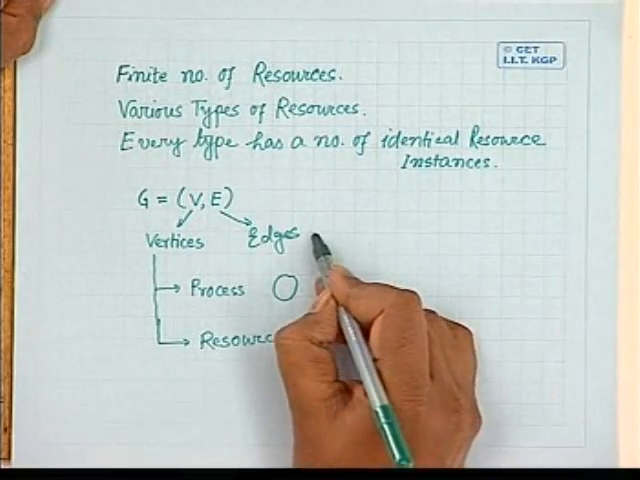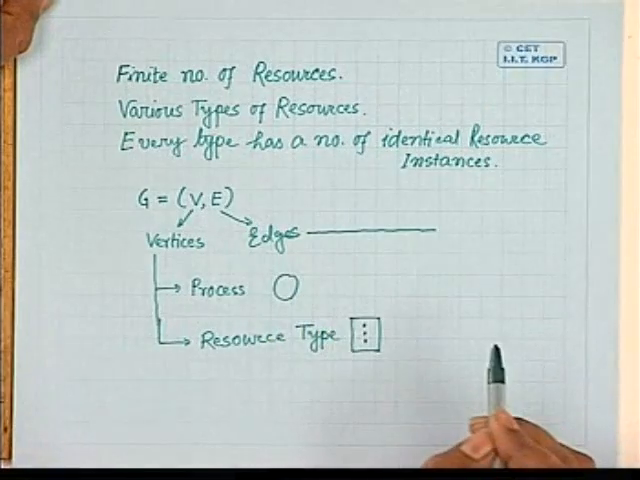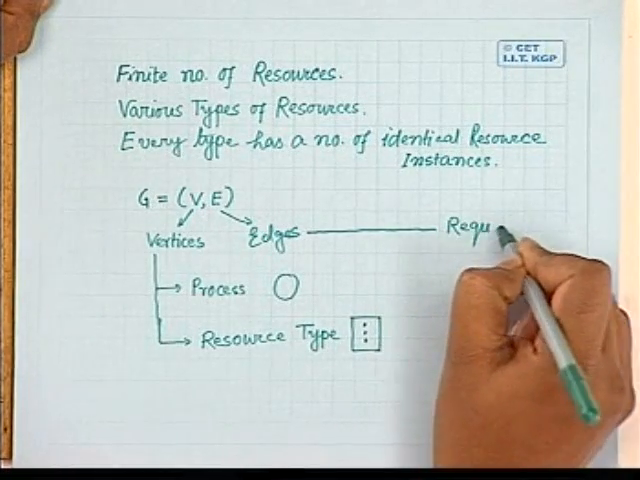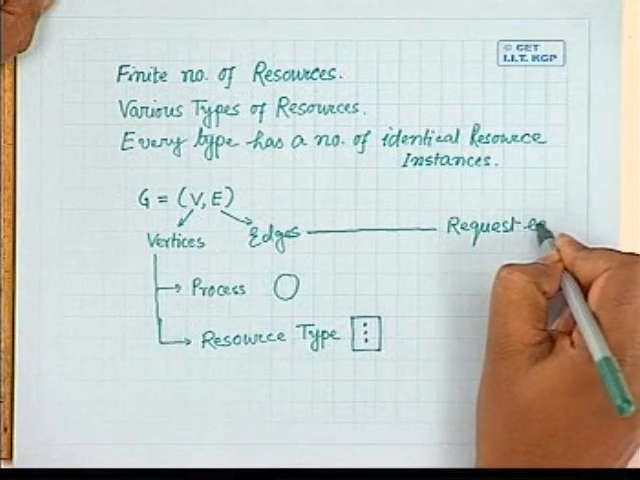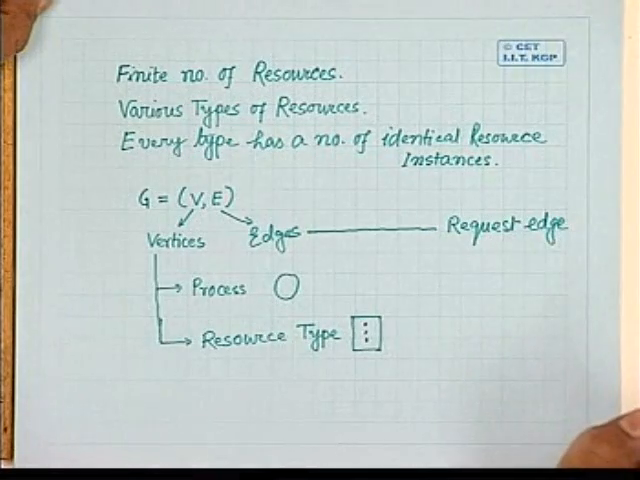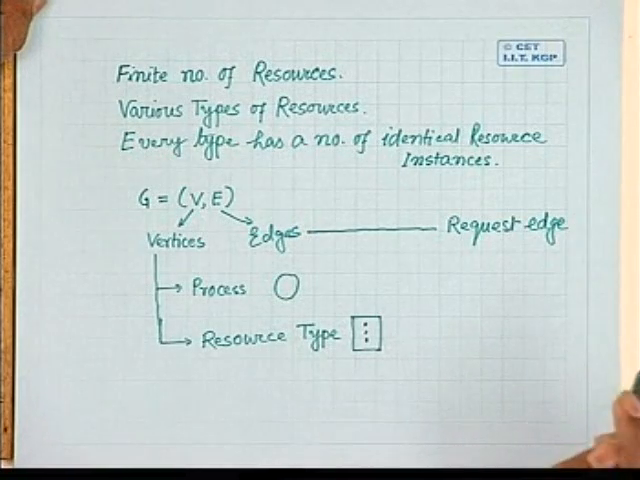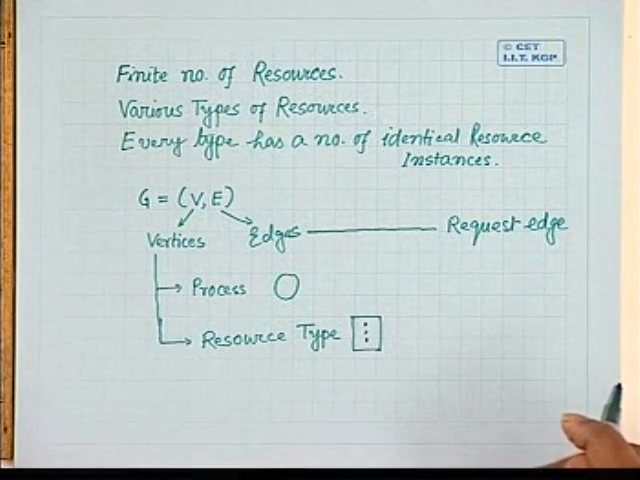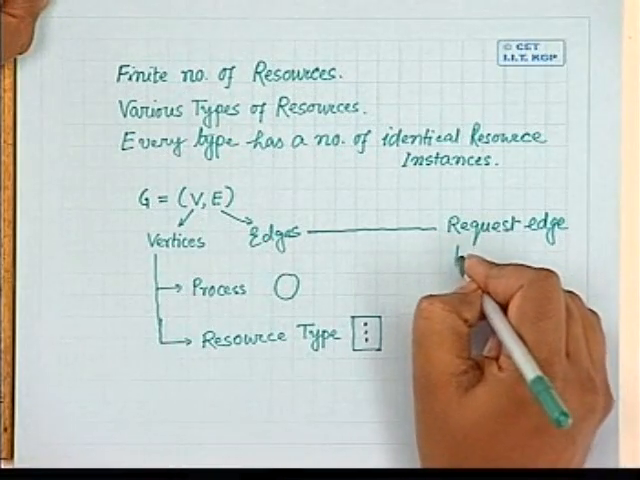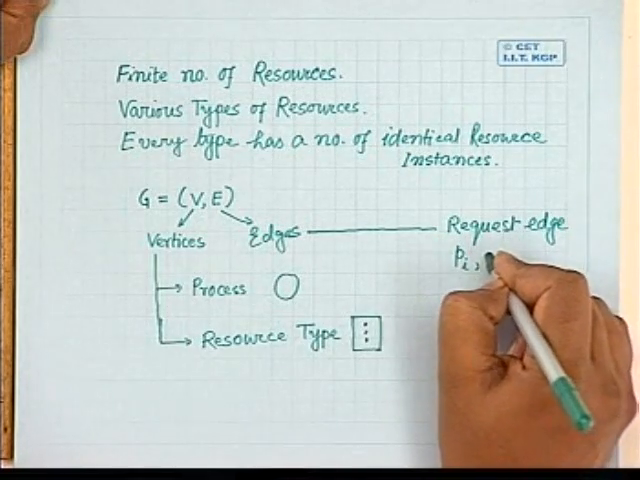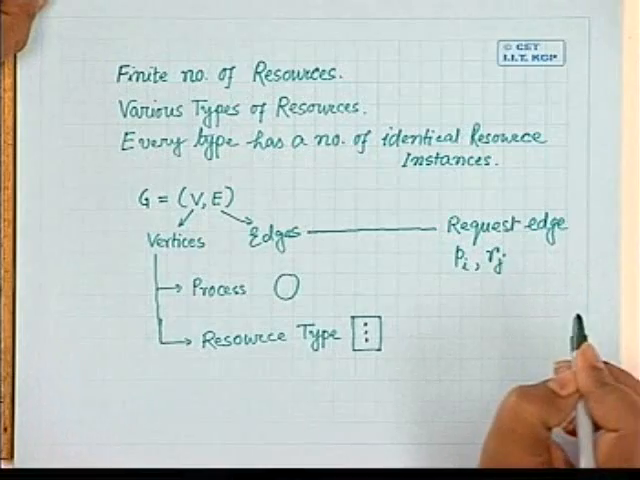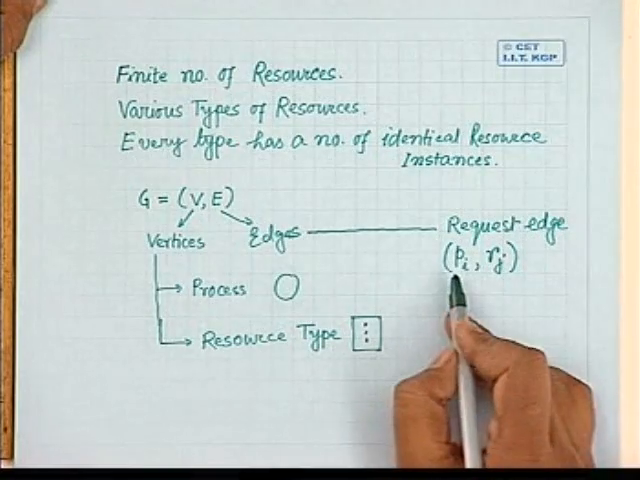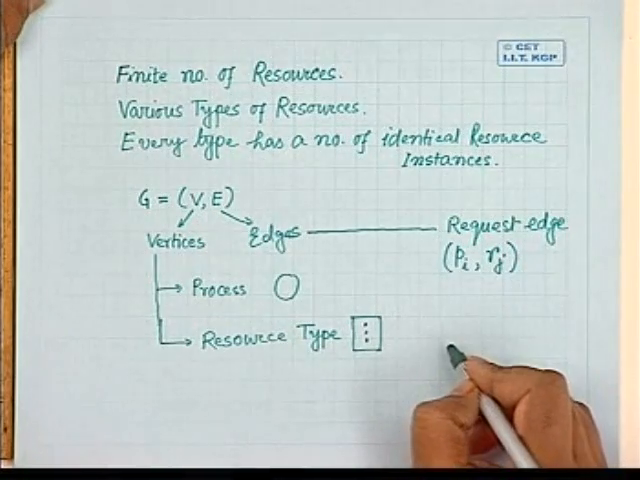Okay. Similarly, for edges, we will have 2 kinds of edges. One we will call a request edge. Whenever a process requests a resource, we will make a request edge. And a request edge is of the form: a process Pi requesting an instance of resource type Rj. So we make a request edge starting from process Pi to resource type Rj.